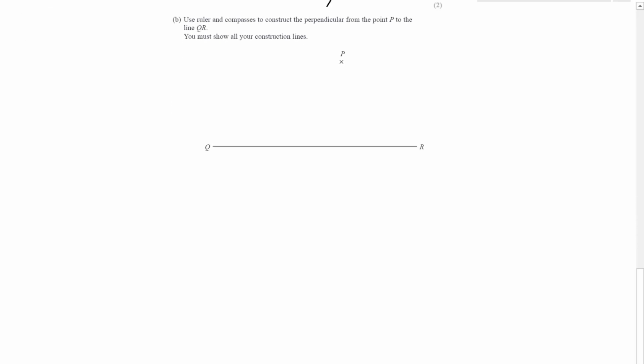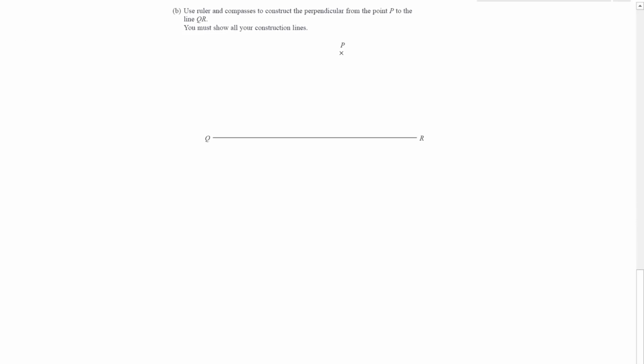Okay, and now this last part of this question is to use a ruler and a compass to construct the perpendicular from the point P to the line QR. So notice this is not a bisector because P is not in the middle of this by any means. It's definitely closer to R than it is to Q. So your method for this is going to be slightly different.